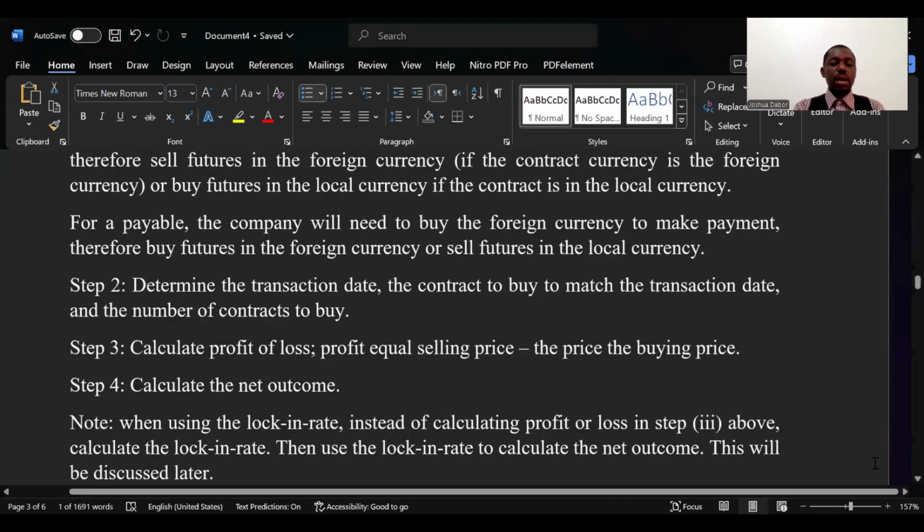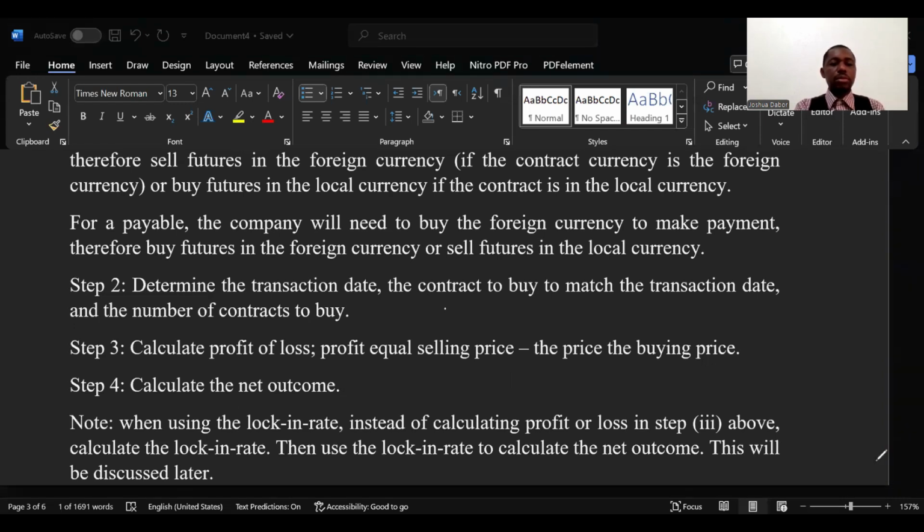So step two is to determine the transaction dates. And how does this help you? It is the transaction date that will help you to know the futures that you are buying. Is it a June future? Is it a March future? Or is it a July future? So determine the transaction dates, and the contract to buy to match that date. That is the second step.